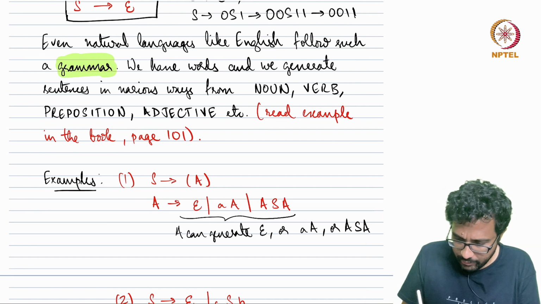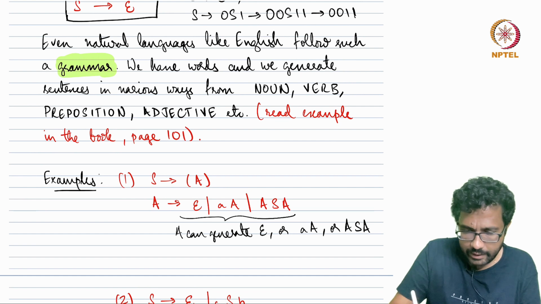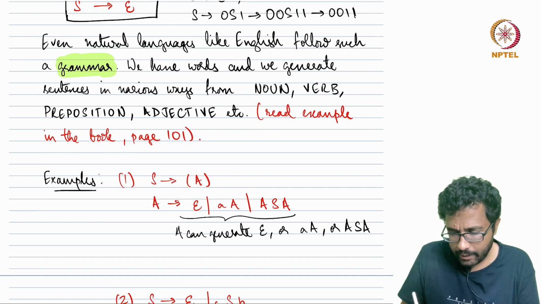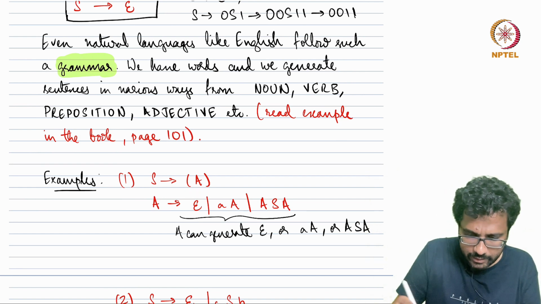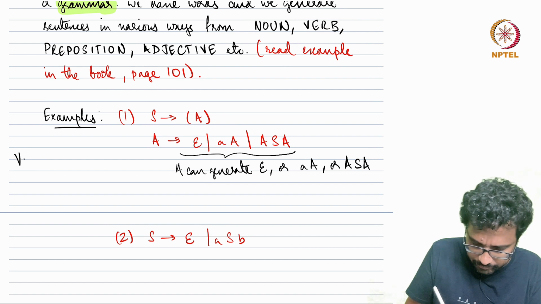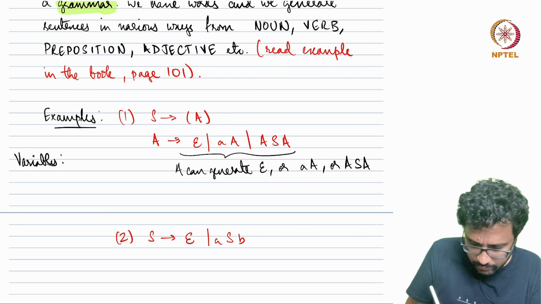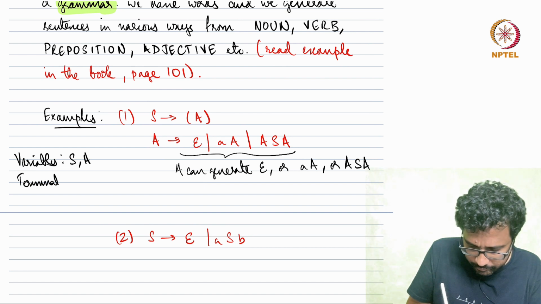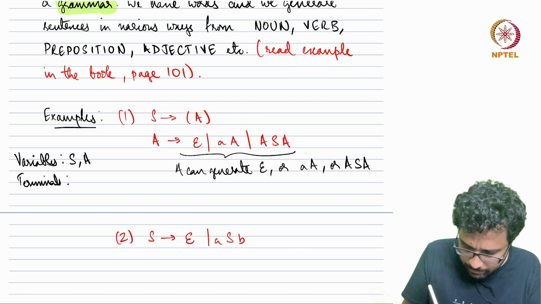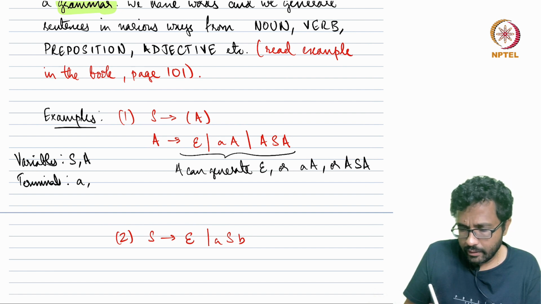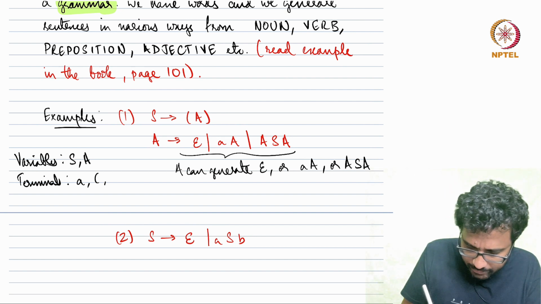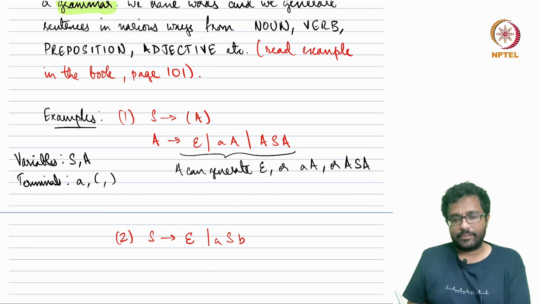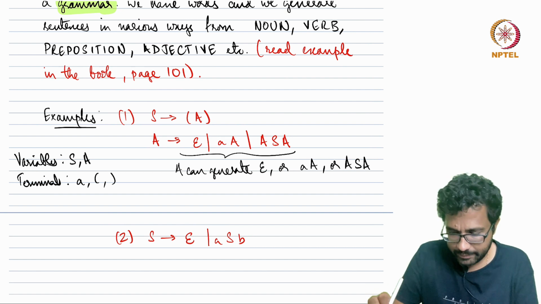The first line says S generates open parenthesis, A, close parenthesis, right. So what are the variables here? The variables here are S and capital A, and the terminals here are small a, that's a terminal. Empty string is just the empty string, so that's not a terminal. Then open parenthesis and close parenthesis. There are three terminals here, because they are also terminals.